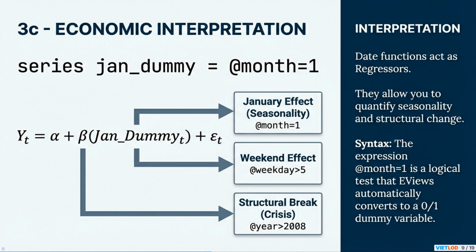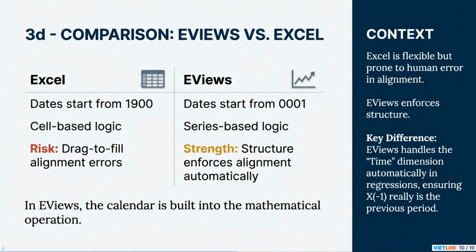Date functions in EViews are not merely for data management. They are powerful tools that can act as regressors within your economic models. They allow us to precisely quantify various economic phenomena, such as seasonality and structural changes. For instance, to capture the January effect, where economic activity might be different in January, you can create a dummy variable using the command series jan_dummy = @month = 1. Similarly, a weekend effect can be modeled with series weekend_effect = @weekday > 5. And a structural break representing a crisis post-2008 could be series crisis_dummy = @year > 2008.